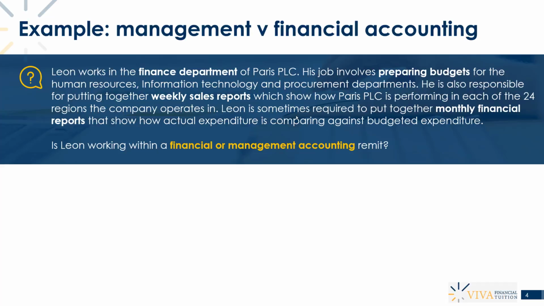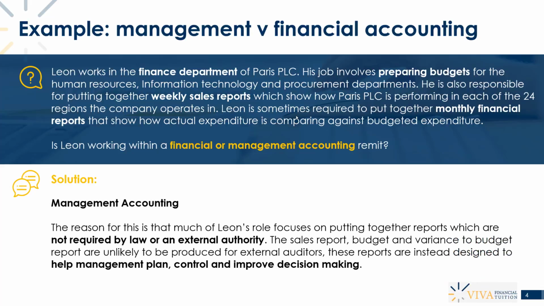So it'd be fair to say that Leon is working in the management accounting remit, and we went over some of the reasons, but in essence Leon is working on reports that inform the internal management of Paris PLC. He's not tasked with putting together a monthly profit and loss statement for the local tax authority that Paris PLC reports into. He's not putting together any sort of mandatory reports. He's very much focused on informing management on making better decisions.